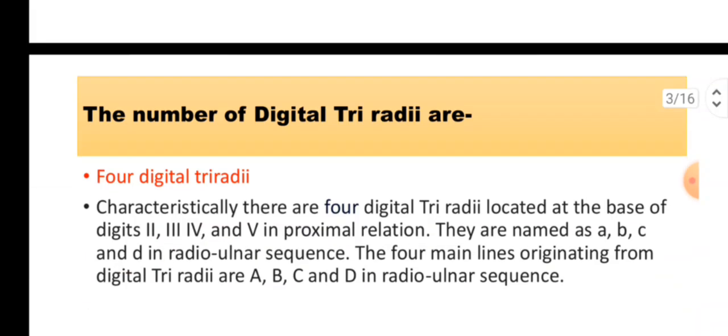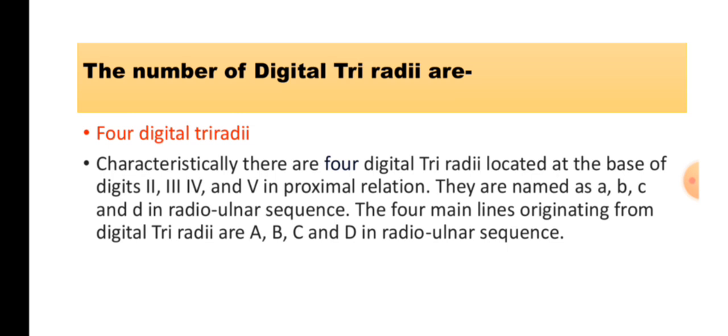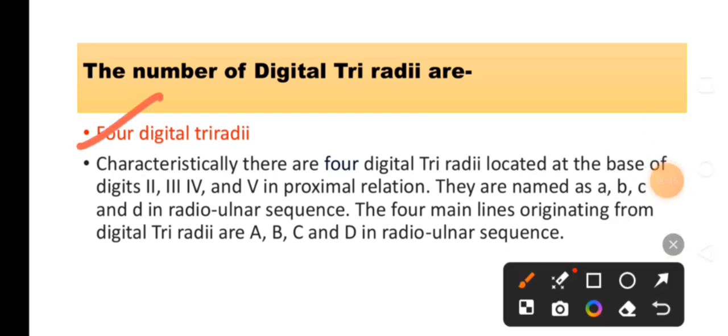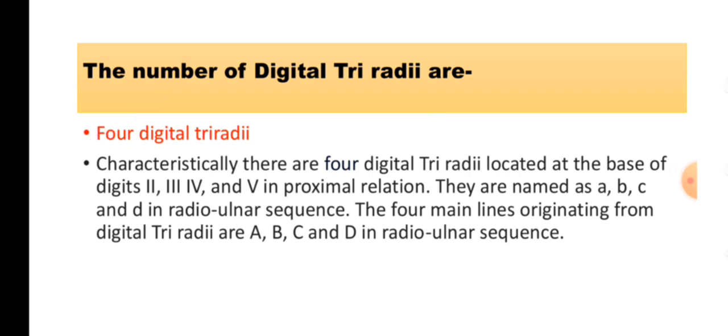Next, the number of digital triradii is 4. Characteristically, there are 4 digital triradii located at the base of digits 2, 3, 4 and 5 in proximal relation. They are named A, B, C, D in radio-ulnar sequence. The 4 main lines originating from the digital triradii are A, B, C, D in radio-ulnar sequence. Okay.